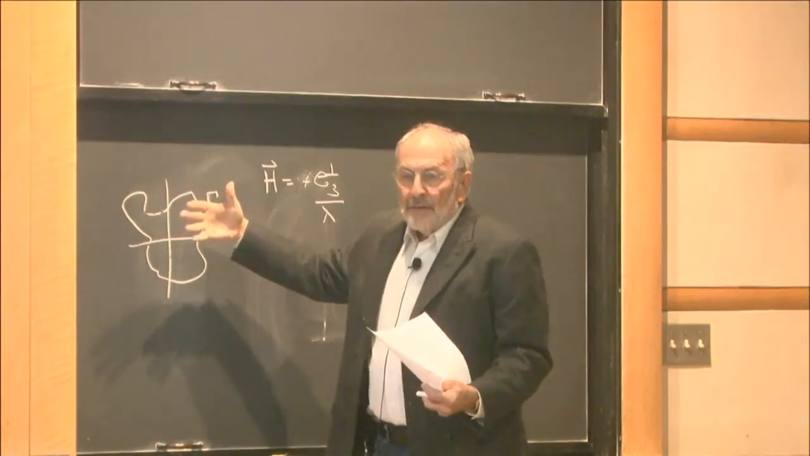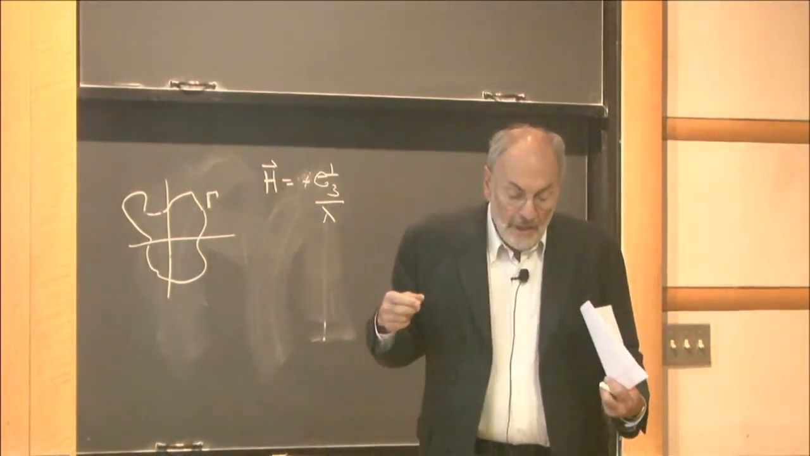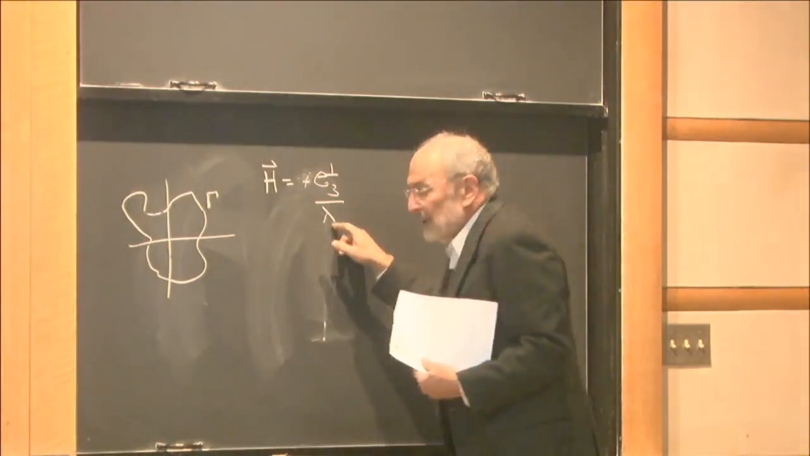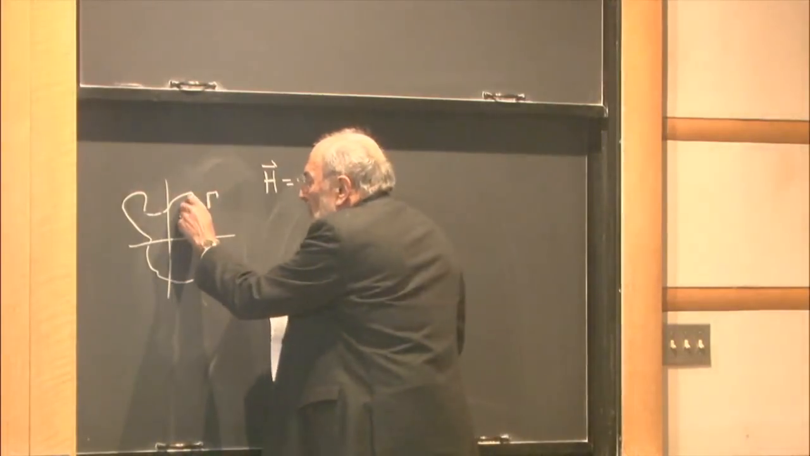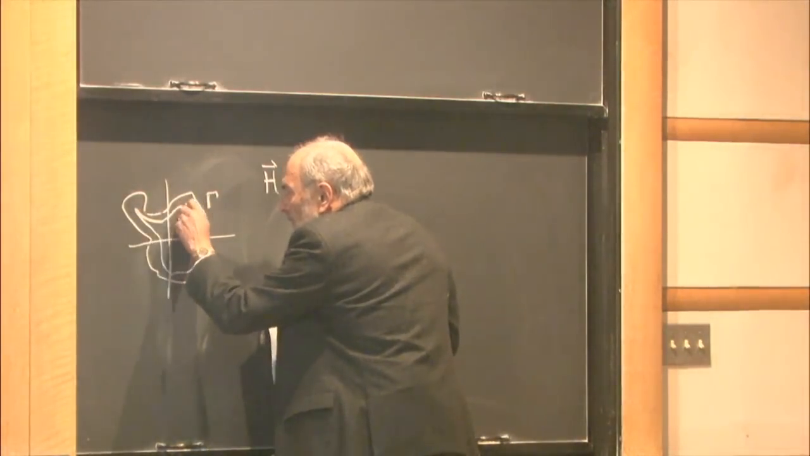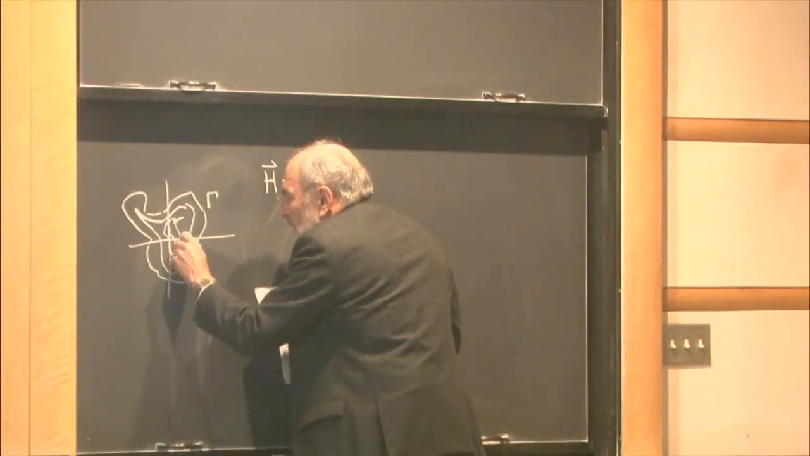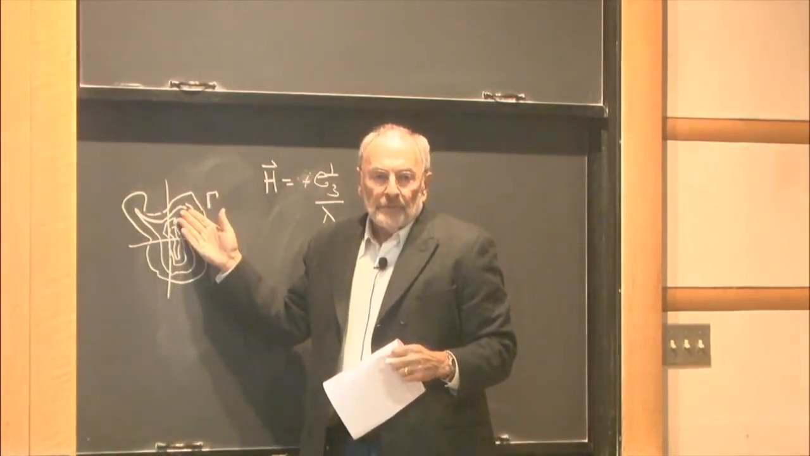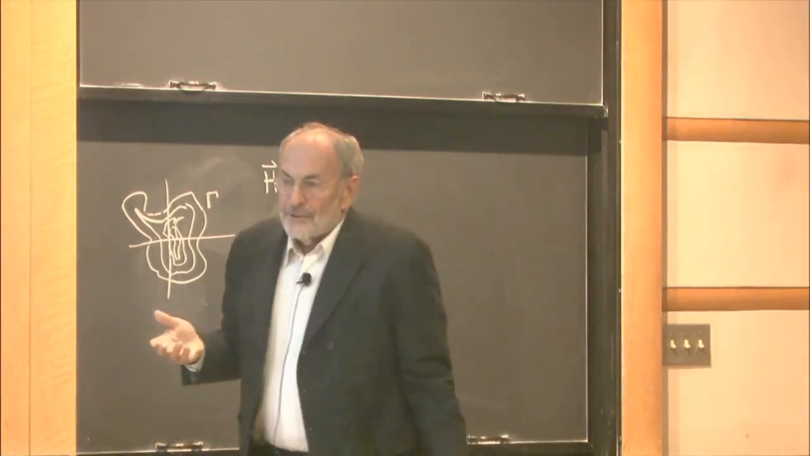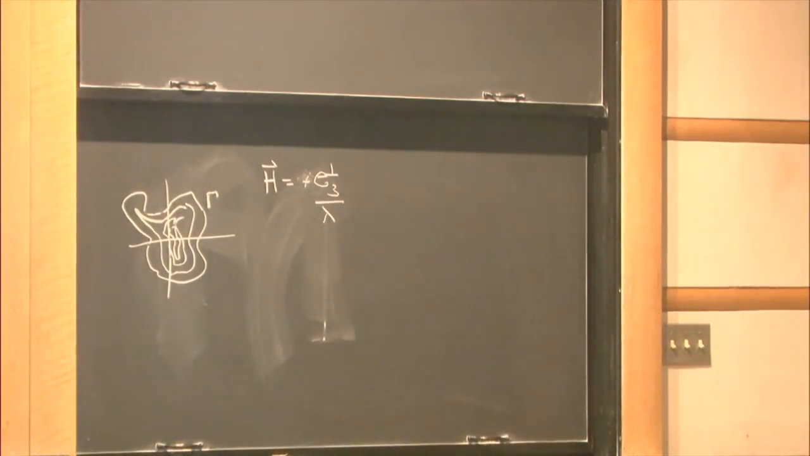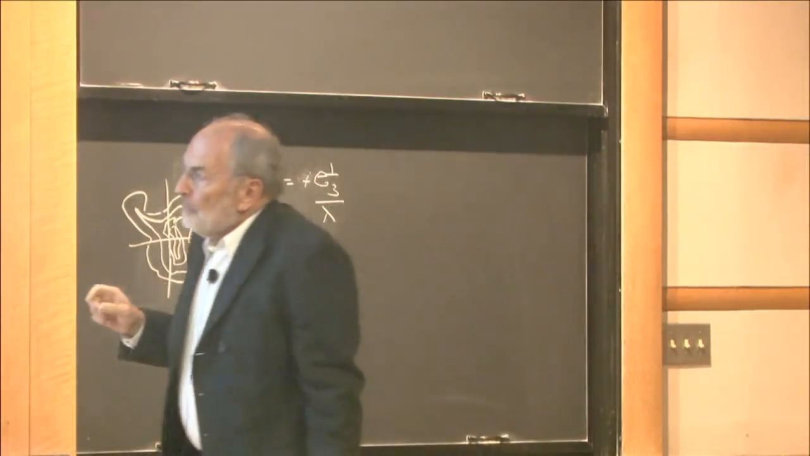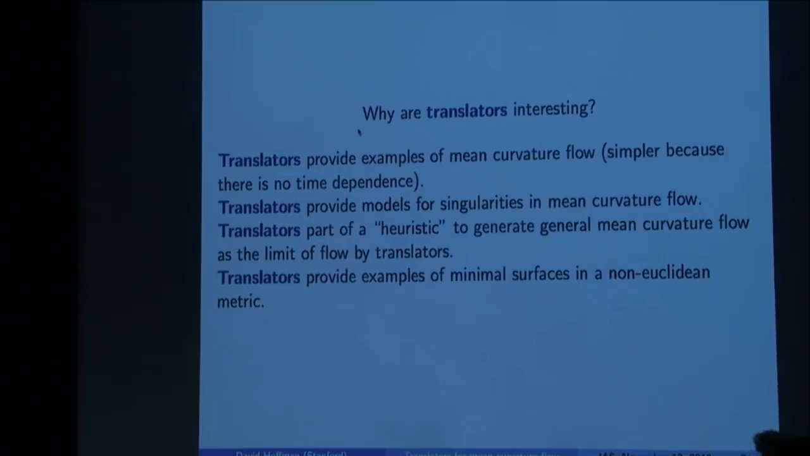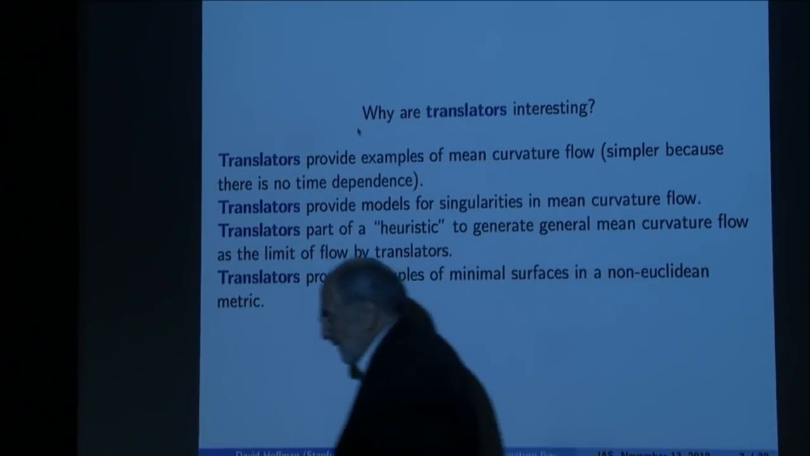And so in that limit, you have cylinders as the limit flow for mean curvature flow with varying speeds, where the speed is blowing up. If you slice those cylinders, you get curves. And that is mean curvature flow for this curve. So the words elliptic regularization are used here. I've just repeated them. I don't know exactly why that's considered elliptic regularization. And for me, the most important thing is that these translators provide examples of minimal surfaces in a non-Euclidean metric.